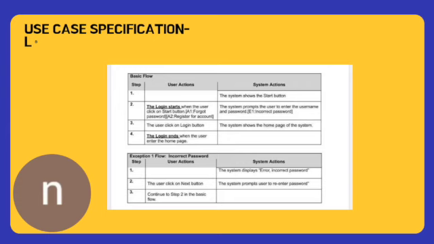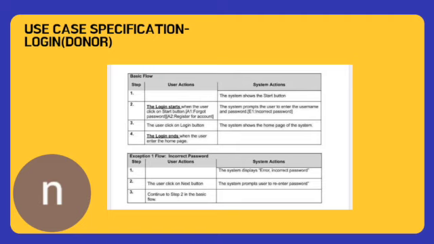For the basic flow of login, the first system action begins by showing the start button. The login starts at the user action, when the user clicks on the start button, and here we have two alternatives, which are forgot password and register for account. In the system action, the system prompts the user to enter the username and password, and we also include the incorrect password as the extension one. Then the user clicks on the login button. After that, the system shows the homepage, and the login ends when the user enters the homepage.